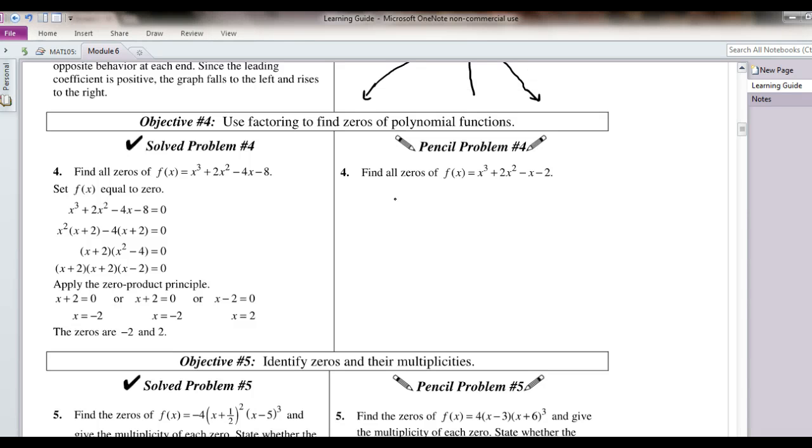Number 4, they want you to find all zeros. So this is just practice factoring. So this one we're going to factor by grouping. This is just a review, but let's do it just for practice. We're going to group the first pair and then group the second pair.